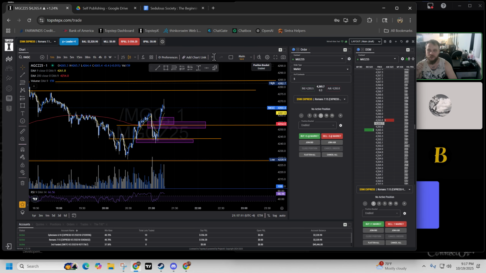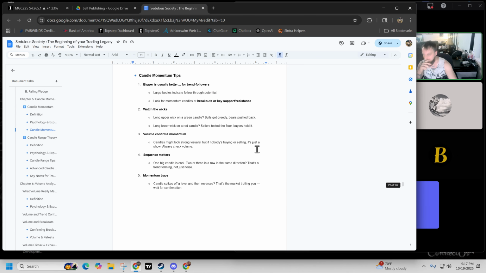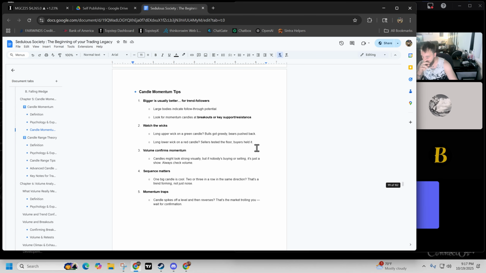So forth and so on. So, okay, we have big candles. Bigger is usually better for trend followers. If you are a trend trader, there's multiple ways and strategies that you guys can go over. If you're a trend trader, the larger the body, it usually indicates a follow through, right? If you have momentum, candles are probably at breakouts or support and resistance.